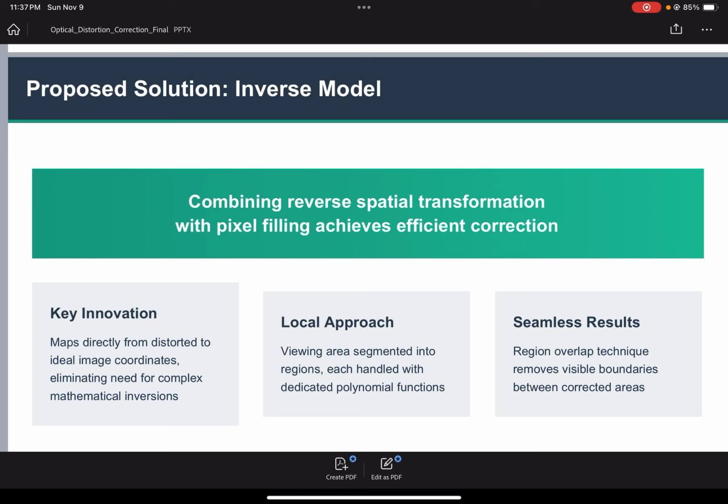And I should also mention what I mean by polynomial function. It's actually a mathematical equation using powers of variables like x to the power of 2 plus something, and it models curved distortion patterns.